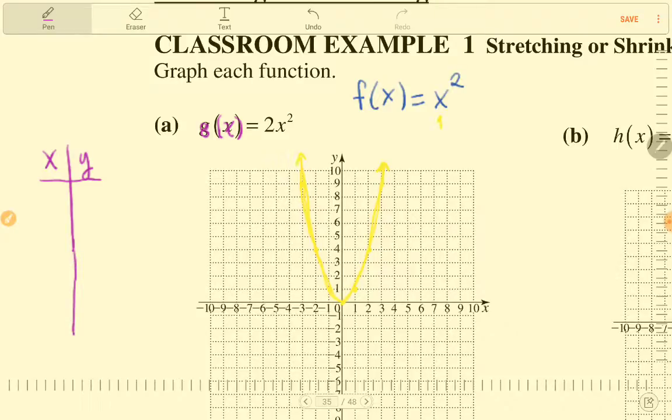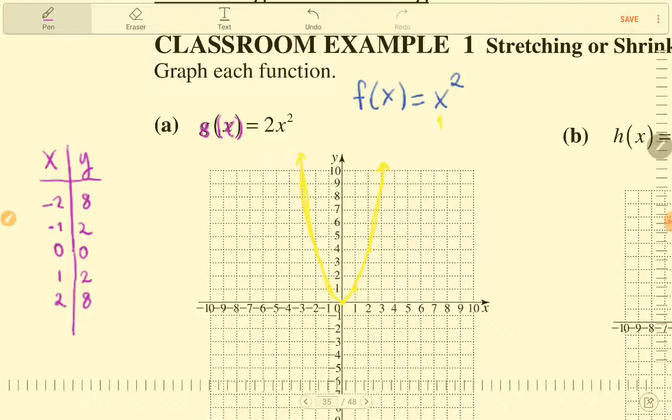Alright, so when I plug in 0, 2 times 0 squared is still 0. When I plug in positive 1, I get 1 squared, which is 1. 1 times 2 is 2. And the same thing happens when I plug in negative 1. When I plug in x equals 2, remember 2 squared was 4, but now I'm going to multiply that by 2 or double it. So instead of 2 squared equals 4, I'm going to get 2 times 4, which is 8. And the same thing happens for negative 2.